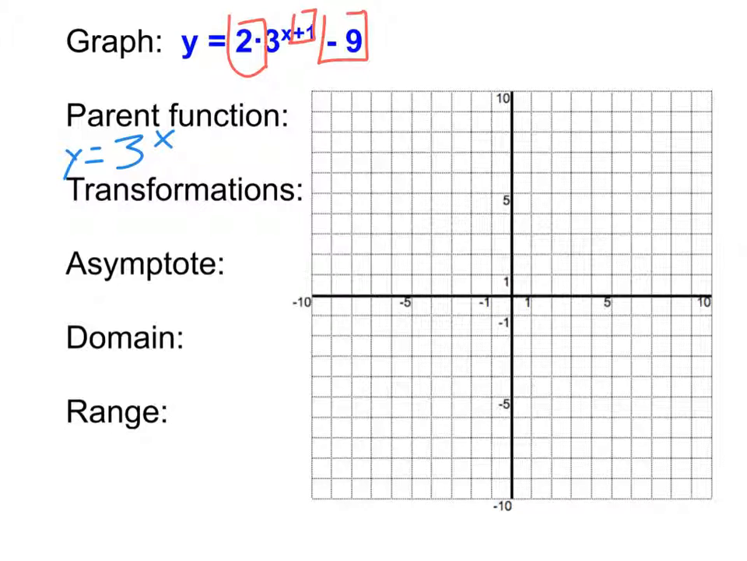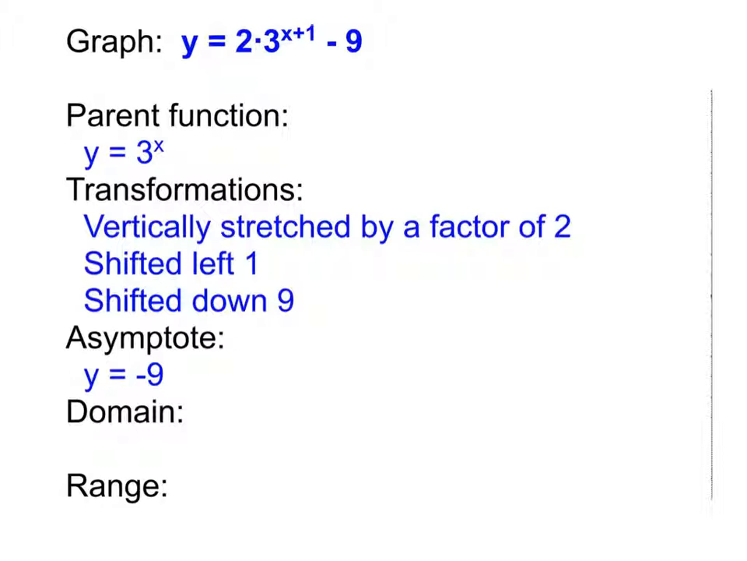The plus 1. Notice the plus 1, by being in the exponent, it's with the x. And so if I add 1 directly to the x, that means that it's shifting it left 1. And the minus 9 hanging on the end, that does the same thing as what we saw yesterday. That's going to shift it down 9. And since it's shifted down 9, that tells us that our asymptote is at y equals negative 9.